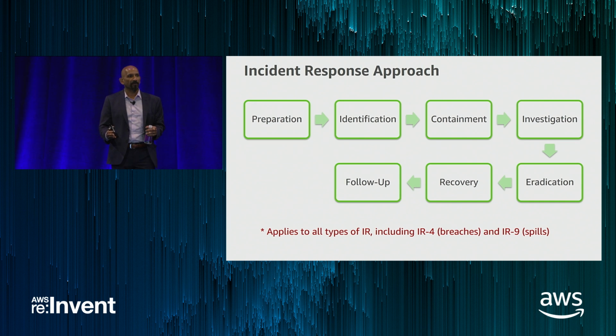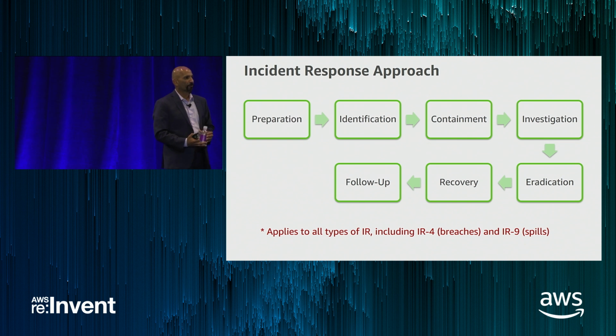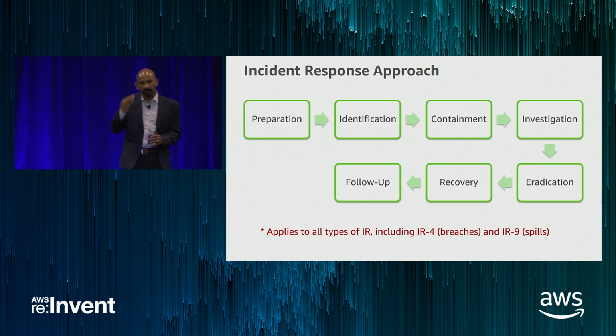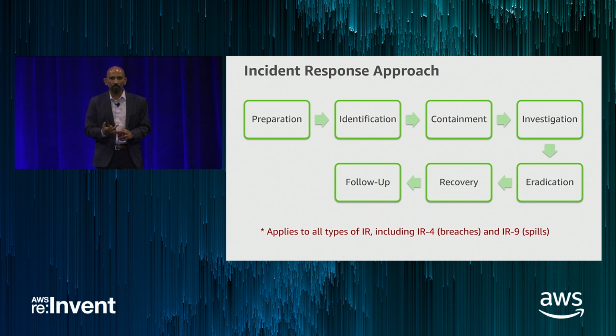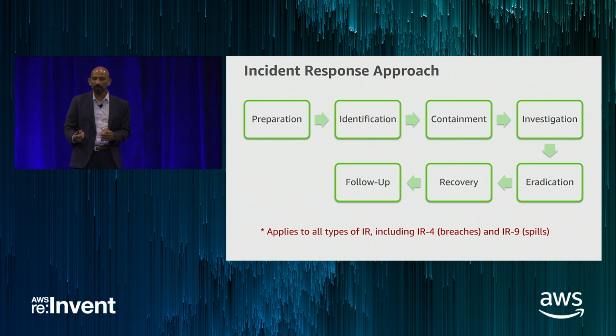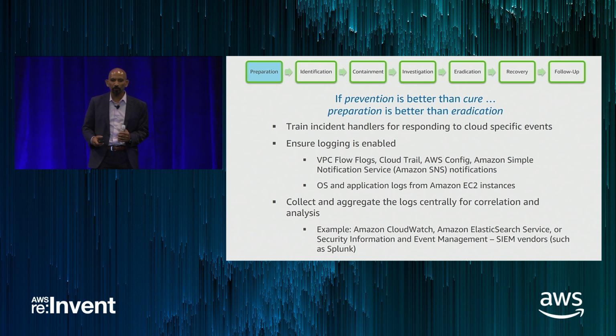And part of that is having a phased approach. So this is the kind of phased approach we've adopted at the lab. Preparation, we'll be talking about that a lot in a minute. Identification, where you can detect. Containment, where you isolate it. Investigation, if you need to find out the extent of the spill or the incident, followed by eradicating the incident, recovering from it, and finally following up. Again, keeping in mind that last bullet there, this is applicable to IR4 and IR9. So, starting with the first one.